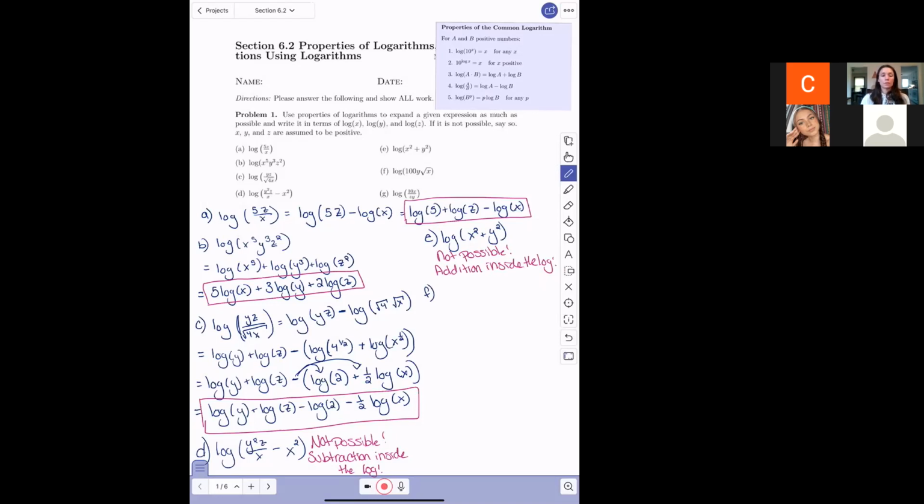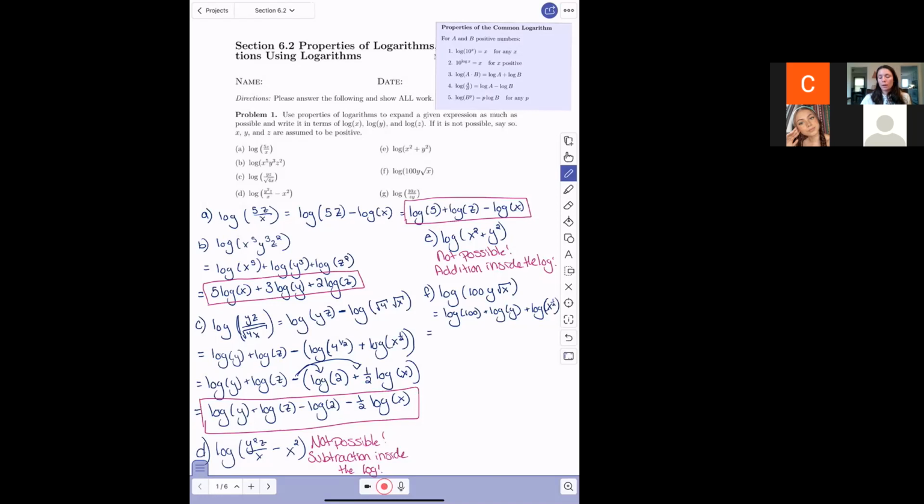Okay, any questions on those two, on why those are not possible? Okay, problem F. We have the log of 100 y times the square root of x. How can I go about separating that multiplication inside my logarithm? Using property 3, good. I could rewrite this as log of 100 plus log of y plus log of x to the power of 1/2.